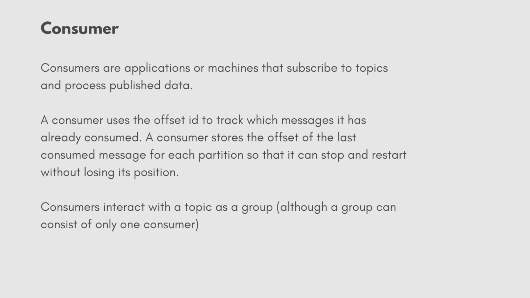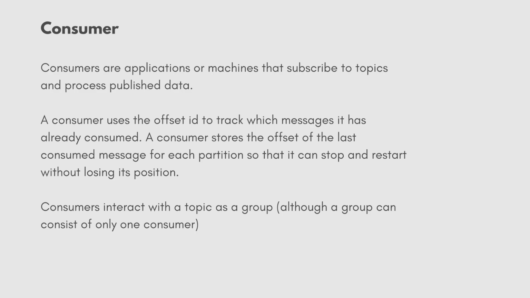The consumers are applications or machines that subscribe to topics and process published data. So we just talked about the producer. When the producer sends a message to the broker or the Kafka topic, and it is stored in the Kafka topic, that means the consumer can consume that information off of the topic, right?